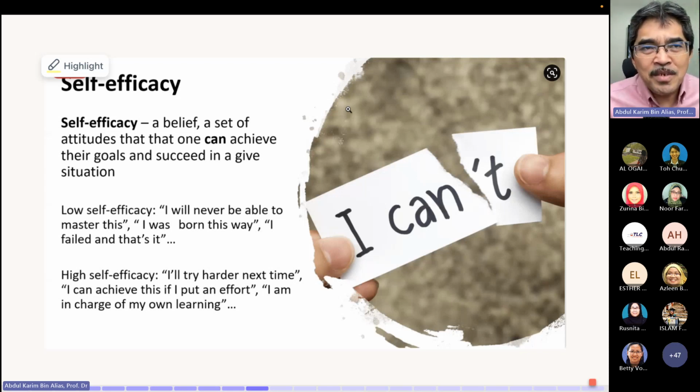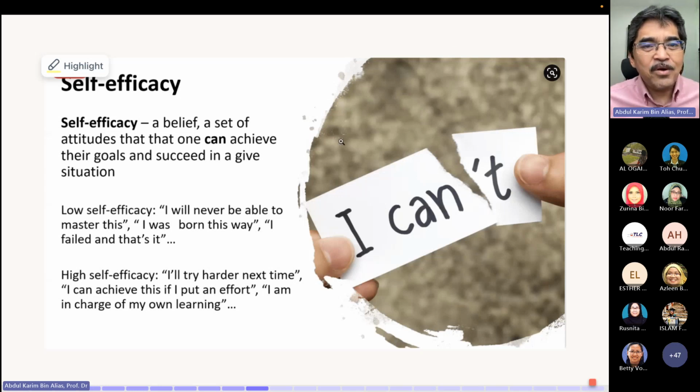Growth mindset is like "Malaysia boleh," I can, versus fixed mindset, "tak boleh lah," I can't. There is a fixed mindset: I can't. Oh, I'm not tech savvy lah. I'm not tech savvy like you. Okay, so that is a fixed mindset.